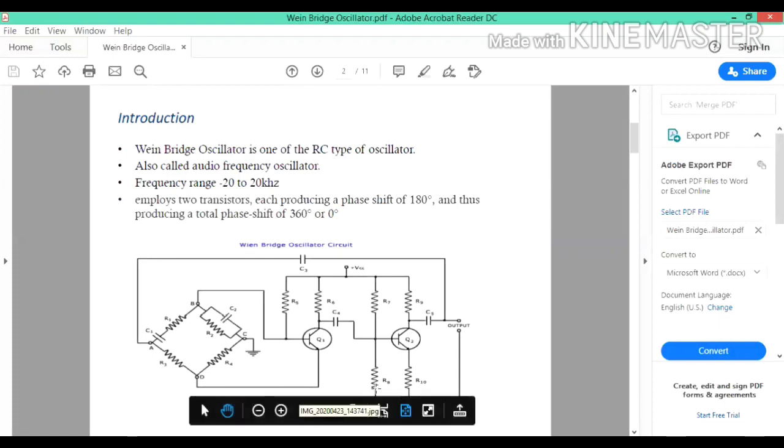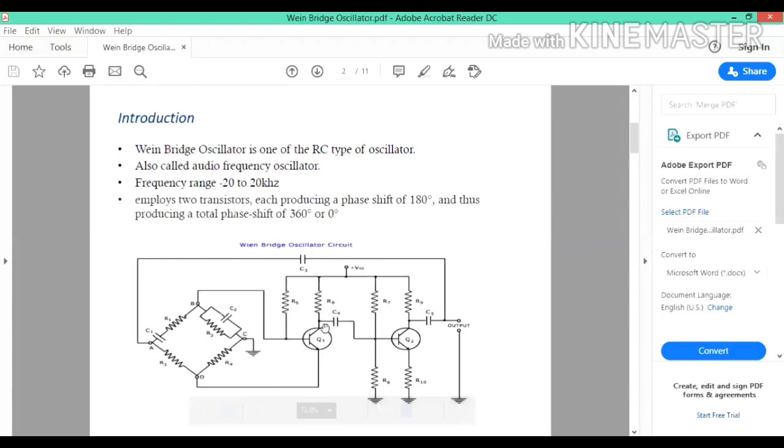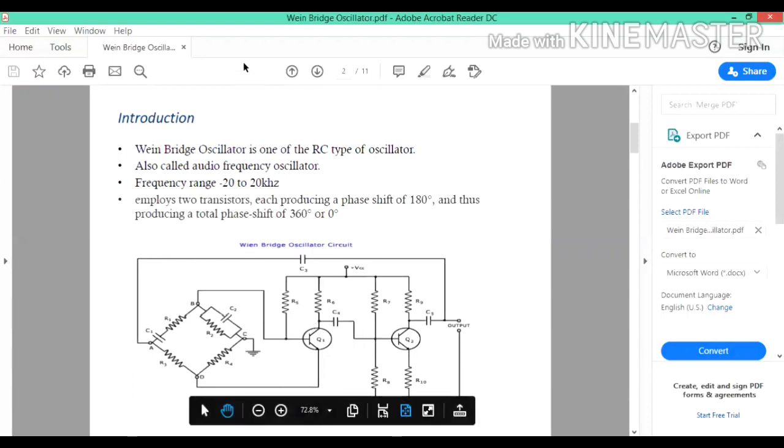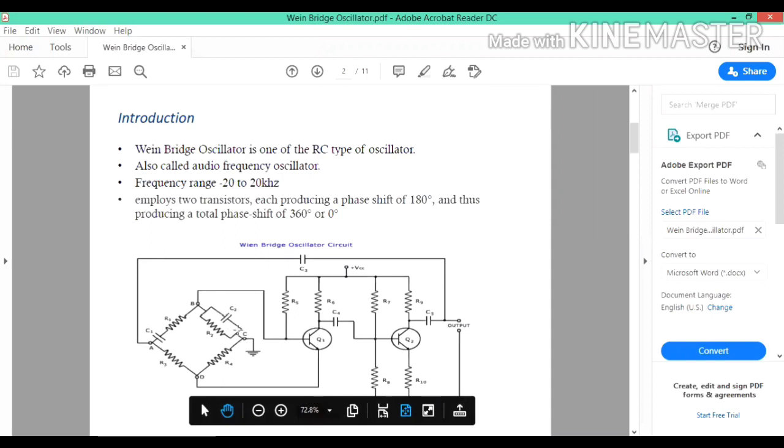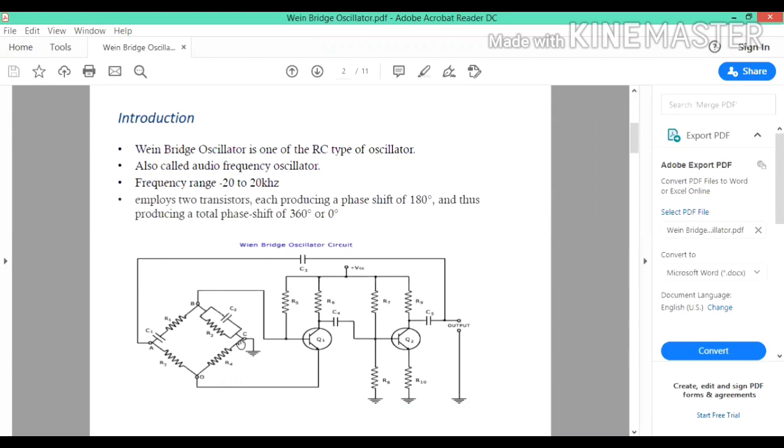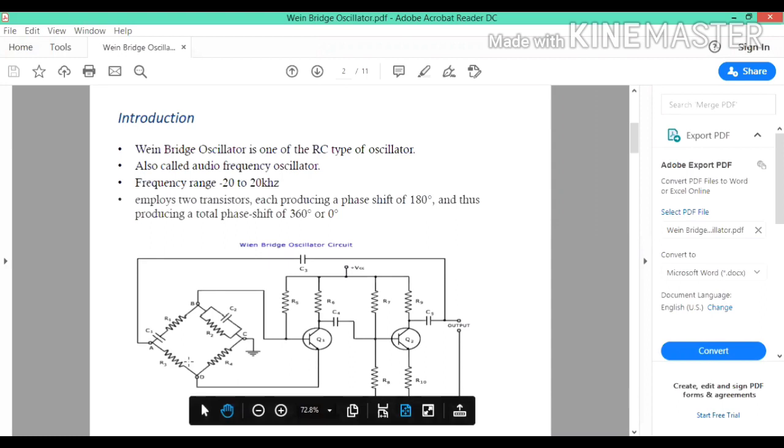As you can see, the circuit has two transistors. Each transistor produces a 180-degree phase shift, and in total we get a 360-degree phase shift, or 0-degree phase shift, for the oscillation from the transistor part alone. The name of the oscillator comes from the Wien bridge connection, which we are using as a feedback network in this circuit. As I already said, it has an RC circuit as a feedback network.